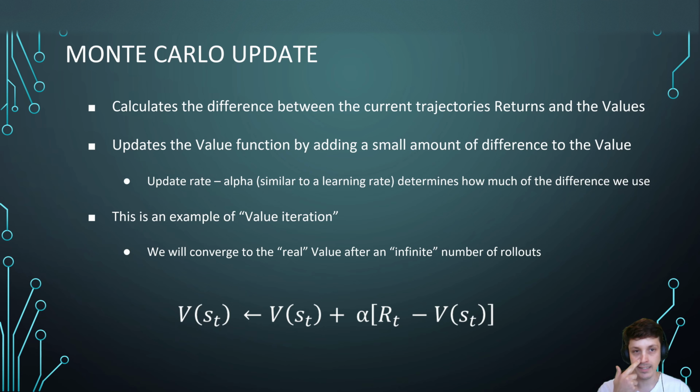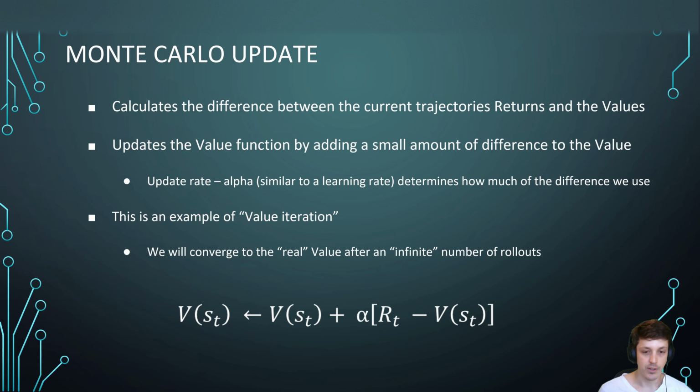So what our Monte Carlo update does is it calculates the difference between the current trajectory's returns, so that current returns grid we've just got, and the current value grid. So the value is, again, the average of all trajectories. The returns is just for this particular trajectory. So we initialize that values grid to all zeros, and then what we do is we calculate the difference between the returns for this current step and the average returns, which was the value. So we calculate a difference and we add a little bit of that difference back onto the value in order to update. So that little update step, called alpha here, is similar to a learning rate, and just says how much of this difference do we use.